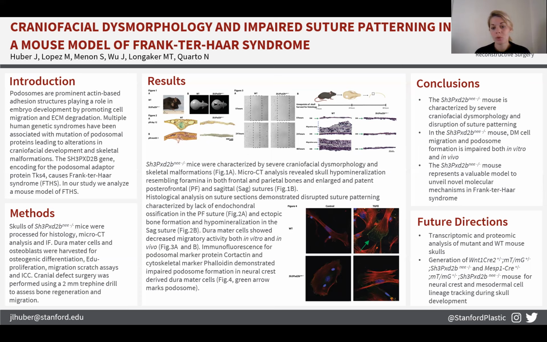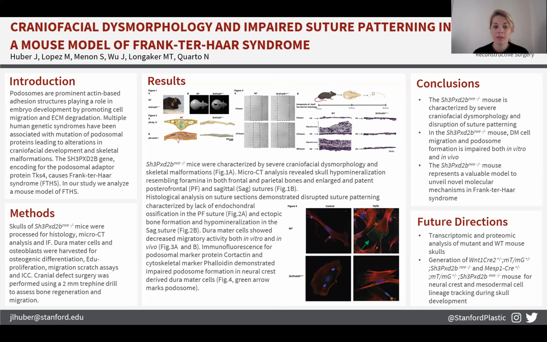We then performed immunofluorescence on dura mater cells. We stained for the podosomal marker protein cortactin in green, and for the cytoskeletal marker phalloidin in red. Upon TGF-beta induction, we can see that there's podosome formation in the wild-type dura mater cells, but no podosome formation in the mutant cells.